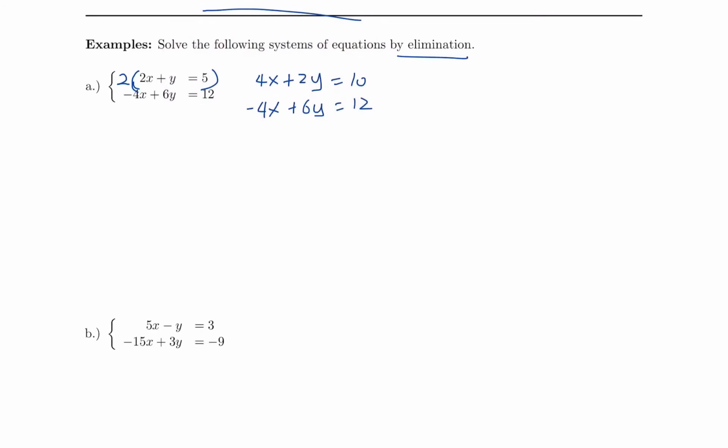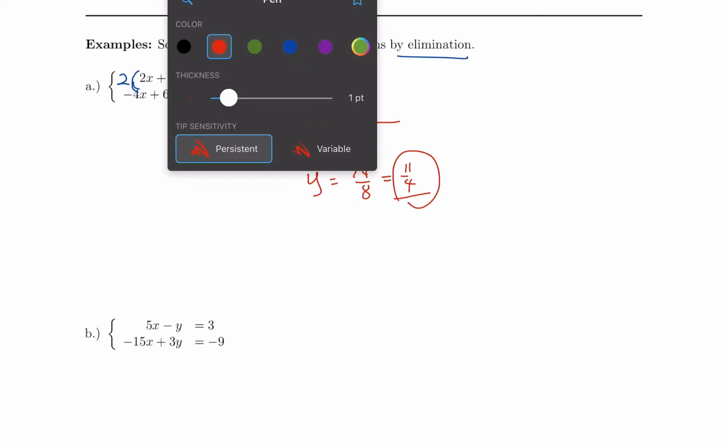Then I'm going to add across. So as you can see, when I add, 4x and negative 4x cancel out. So we just eliminated x. So then I get 8y equals 24. So that tells us that y equals 24 over 8, which is 11 over 4. So now that we know y, I can plug y into either here or here to solve for x. And both equations should give us the same x value.